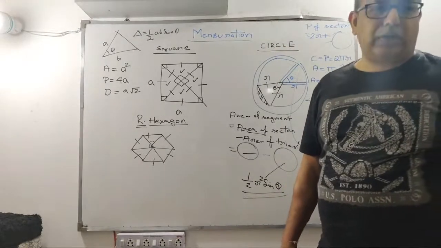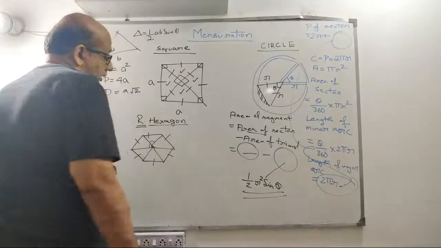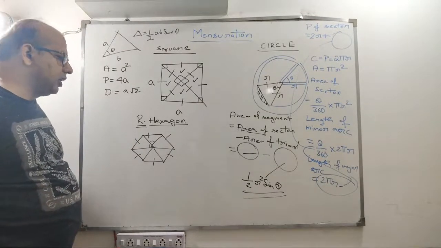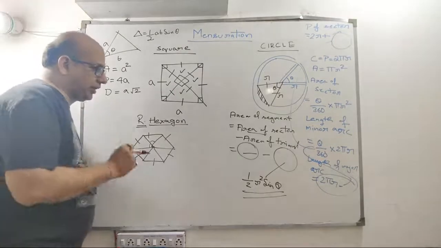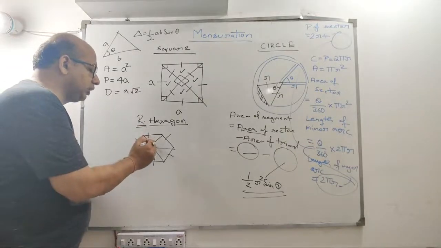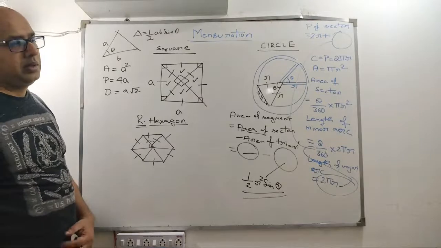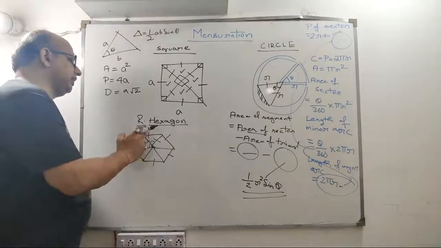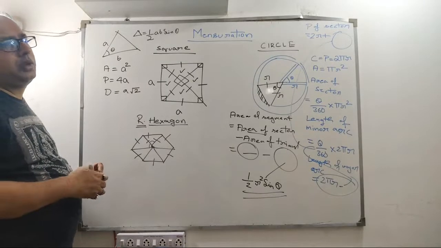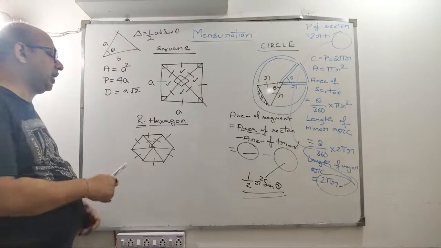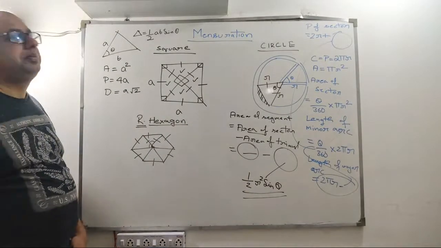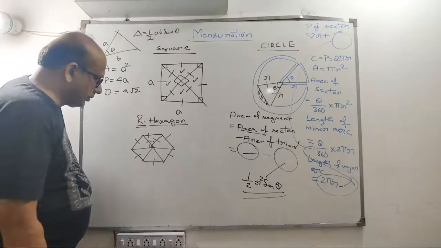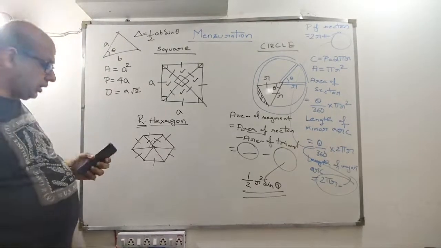Important point about regular hexagon that you should write down is that regular hexagon is the only polygon where sides form equilateral triangle with the center of the polygon. Each side of the polygon makes an equilateral triangle with the center of the polygon, while in the rest of the regular polygons, the triangles so formed are isosceles triangles.